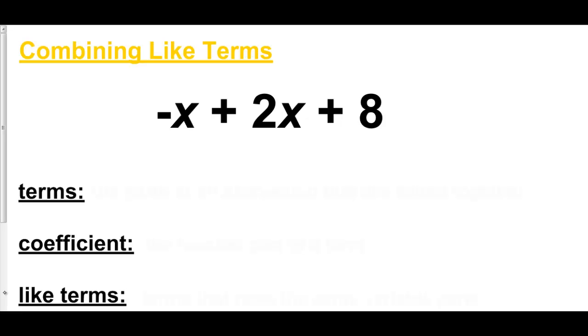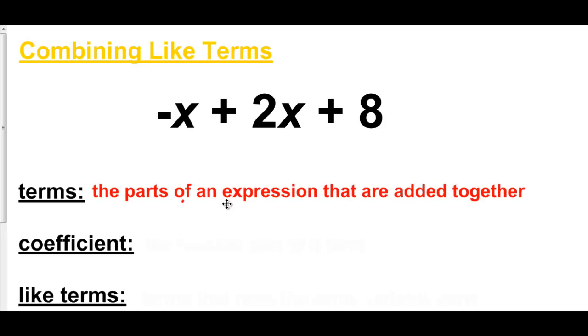Okay, combining like terms. So let's take a look here. What are terms? Terms are parts of the expression that are added together. So notice the addition signs: there's a term, then a plus sign, a term, plus sign, and a term. Now, plus signs can be negative signs. Negatives are the same thing as plus signs, just in the opposite direction. So here we have 3 terms.